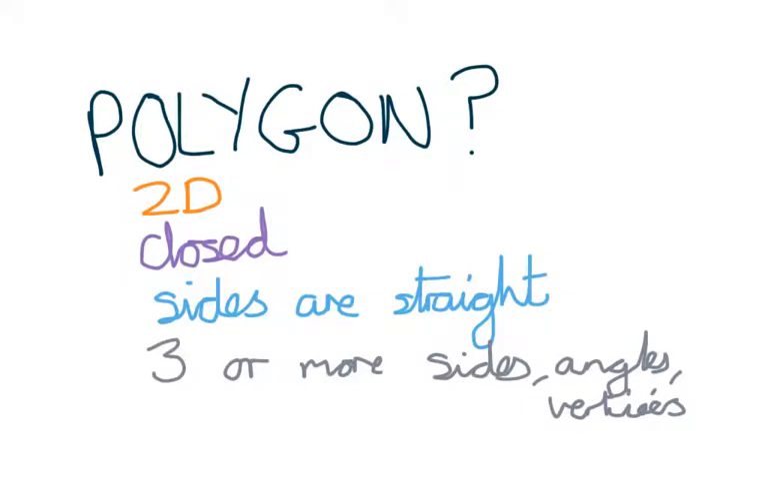What we did learn was that a circle is not a polygon because the sides aren't straight. A semicircle is not a polygon because the sides aren't straight. So the sides must meet at a corner in order for it to be a polygon.